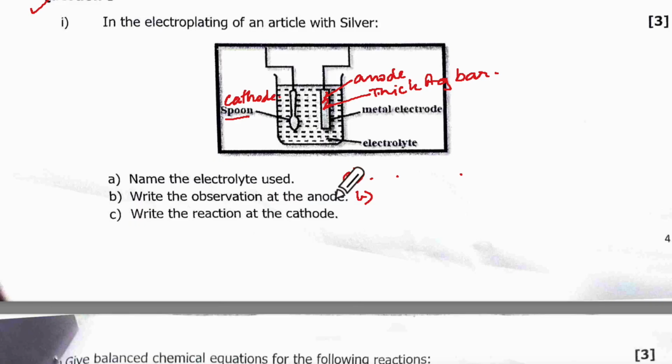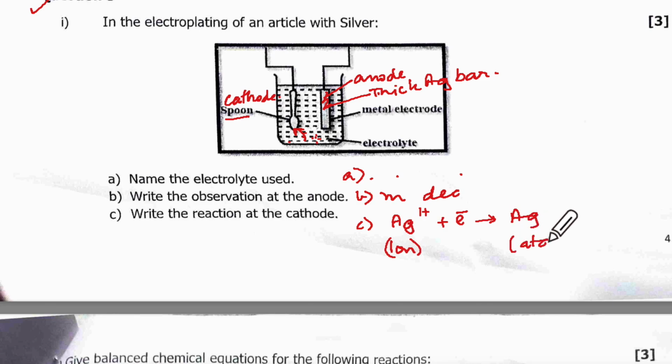B. Write your observation at the anode. At the anode, it is going to get diminished. You'll say mass decreases. See, we are writing very, very short and very, very fast. Reaction at cathode. Now, from this sodium argentocyanide, silver will get deposited here. So, silver ions from here will be Ag1 plus. Remember, Ag is not 2 plus, Ag is 1 plus and 3 plus. So Ag+ plus 1 electron will give you Ag. As far as possible, write ion over here and atom over there, because then you will know that this is a neutral particle.